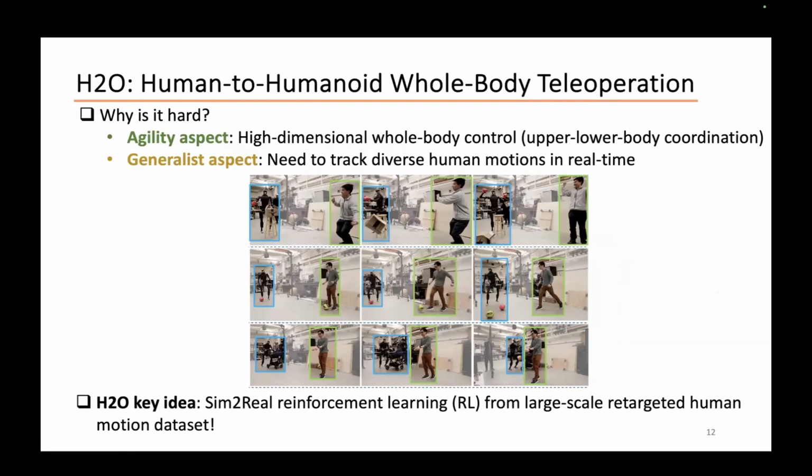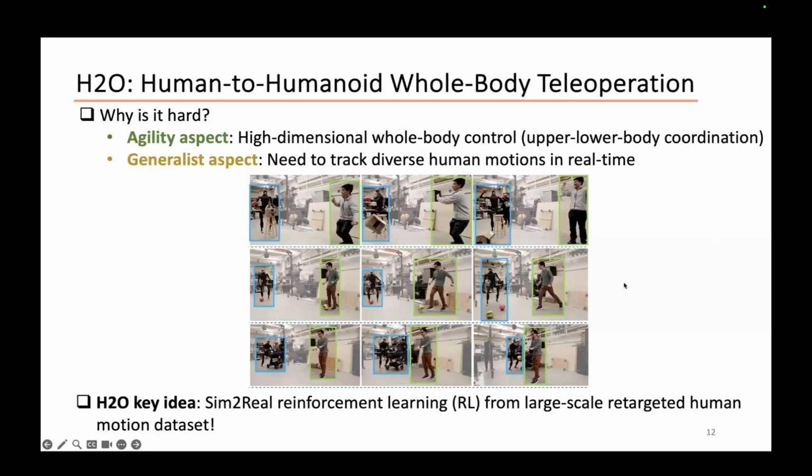From an agility perspective, you need to solve a high-dimensional whole body control problem, which requires upper and lower body coordination in real time. In this video, the robot we are controlling has 26 degrees of freedom, not including hands. You need to solve a very high-dimensional continuous control problem in real time. And from a generalist aspect, you need to generalize to diverse human motion in real time, because you don't know which human motion you're going to track. You need to generalize to all of them.